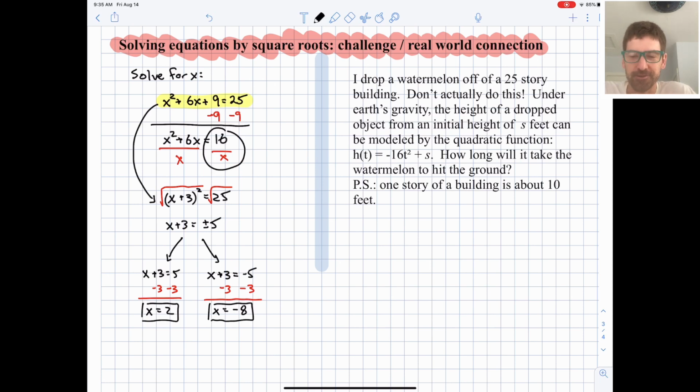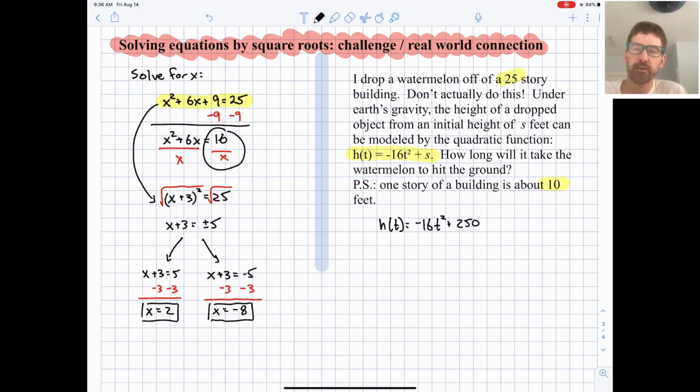Okay? So under Earth's gravity, the height of a dropped object from an initial height of s feet, and here s is going to be 250 feet, because we have 25 stories and each story is 10 feet tall, can be modeled by this equation. H of t, so the height as a function of time, is negative 16 times t squared, where t is this number of seconds that have elapsed, plus s, our initial height. So let's plug in what we know. H of t equals negative 16 t squared plus 250.